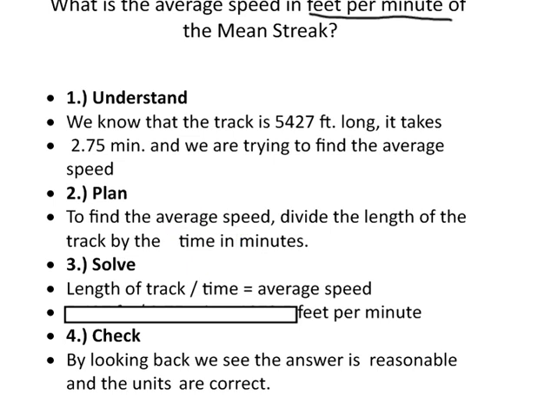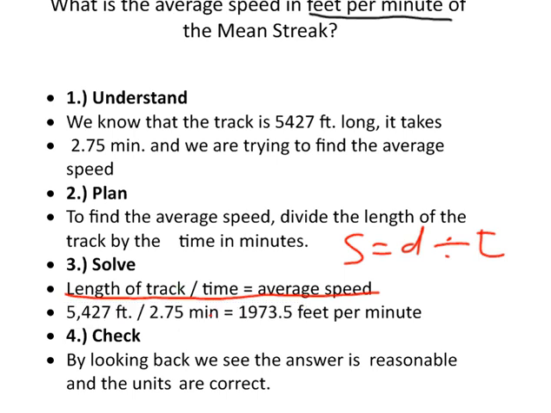To actually solve that, let's write it out as an equation. Speed is equal to distance divided by time. The length of the track divided by the time is equal to the average speed. So here we plug the information in. 5,427 feet divided by 2.75 minutes is 1,973.5 feet per minute. The check part says that by looking back, we see that the answer is reasonable and that the units are correct.